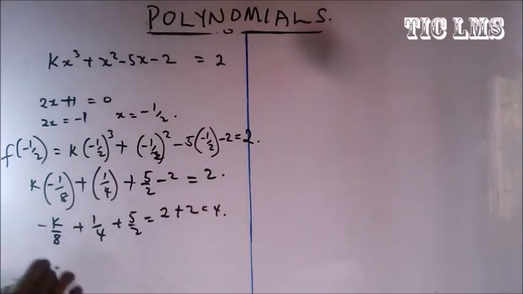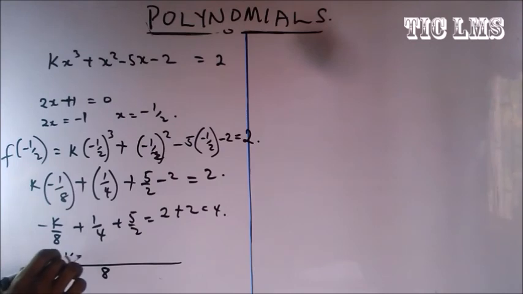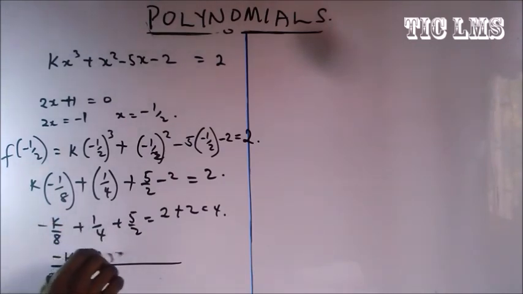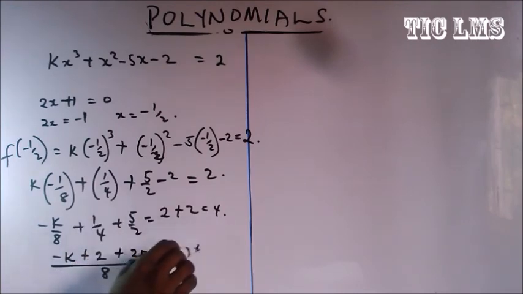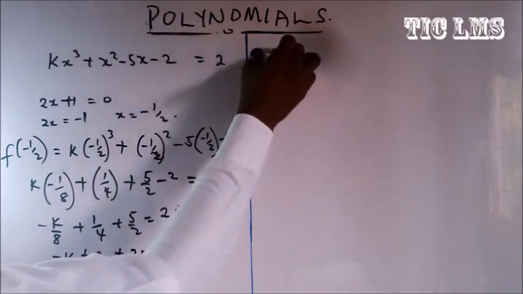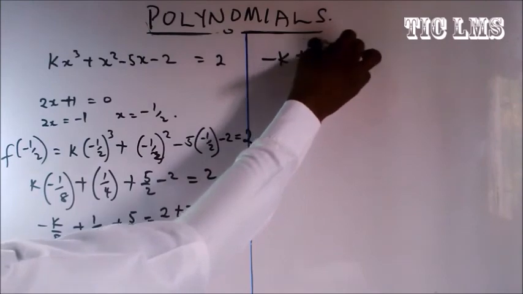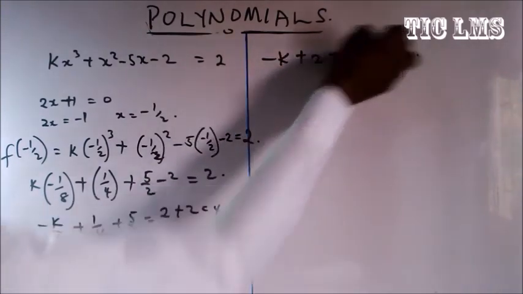Next, we'll find the LCM of this. The LCM of all this is 8. 8 into 8 gives 1. 1 times minus k, we have minus k plus 4 into 8 is 2. 2 times 1 gives 2. 2 into 8 is 4. 4 times 5 is 20, equal to 4 over 1. So this comes here by cross multiplying. So we have minus k plus 2 plus 20 equal to 4 times 8, that's 32.